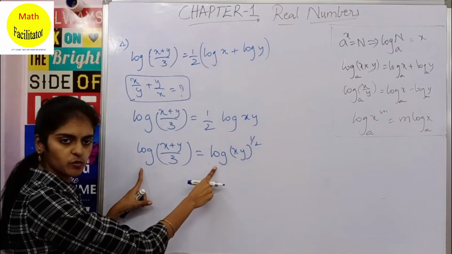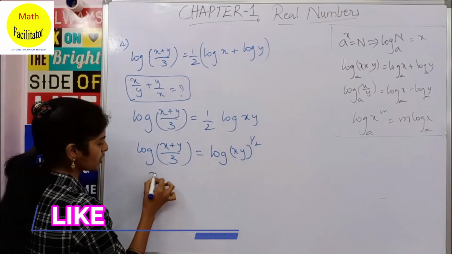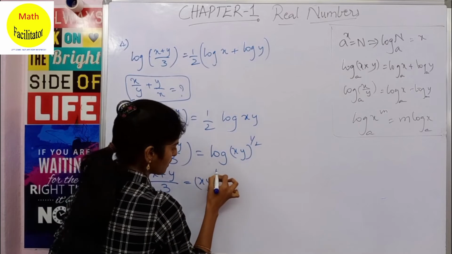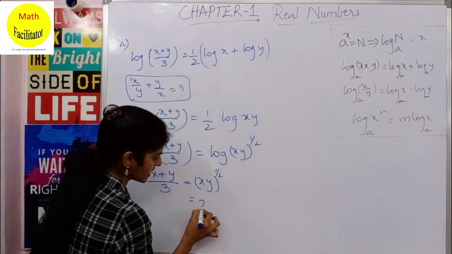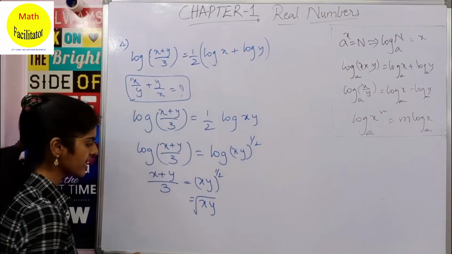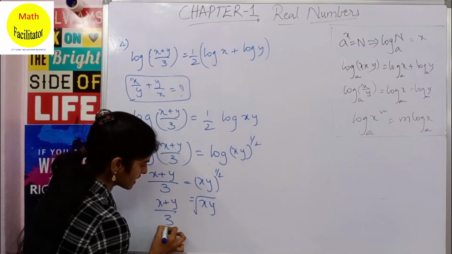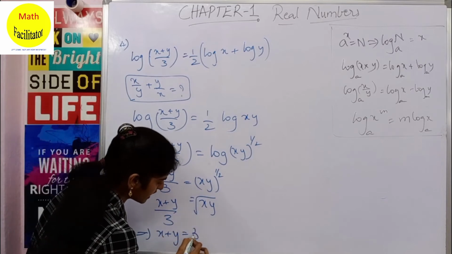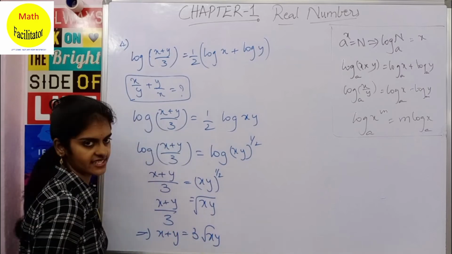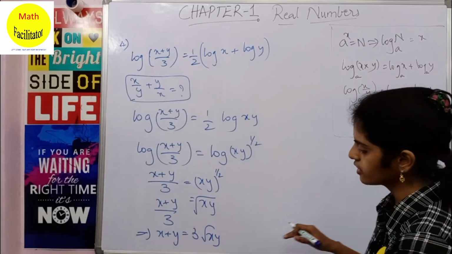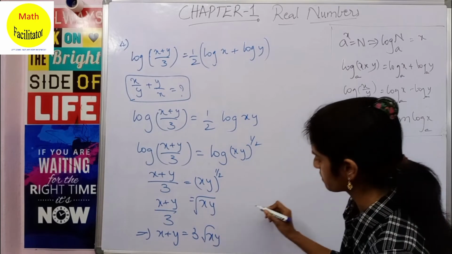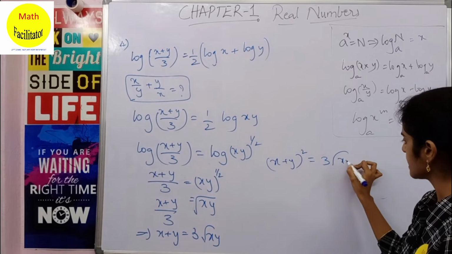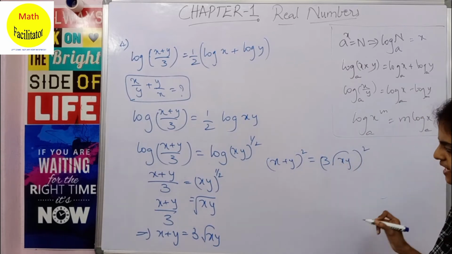Okay, now you have log on both the sides. Let us remove the log. Okay, so what you will get? You will get (x + y)/3 equal to (xy)^(1/2). Whole power 1/2 is nothing but it is square root. Okay, so it is (x + y)/3 is equal to √(xy). Okay, so now x + y is equal to 3√(xy). I am sending 3 to the other side. Okay, now let us square this so that we can remove the square root. Okay, so it is (x + y)² is equal to (3√(xy))². Okay, squaring on both the sides.